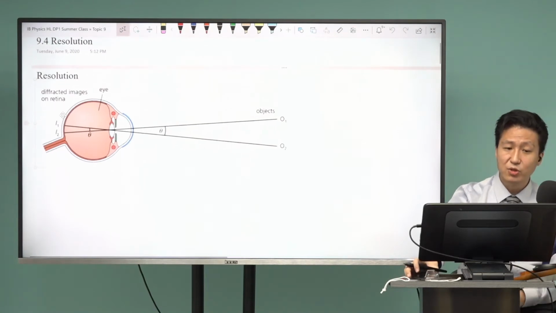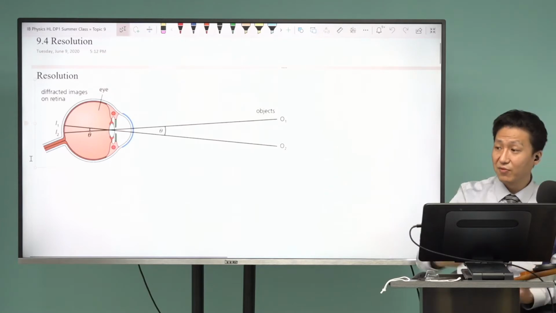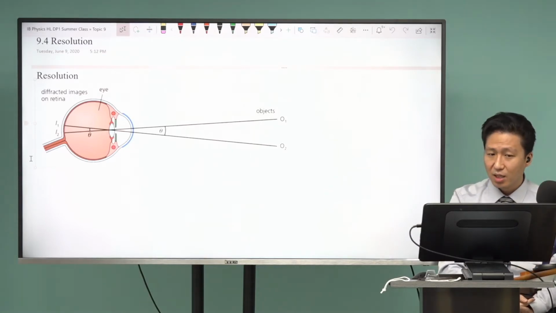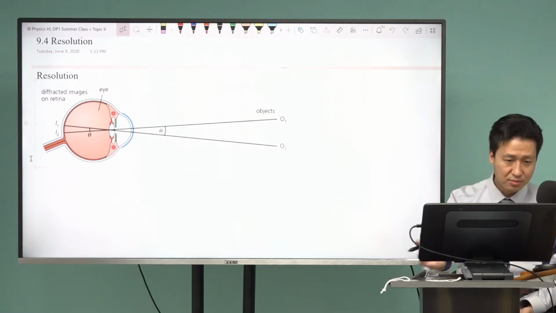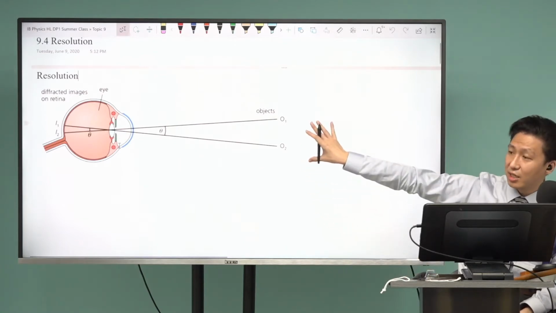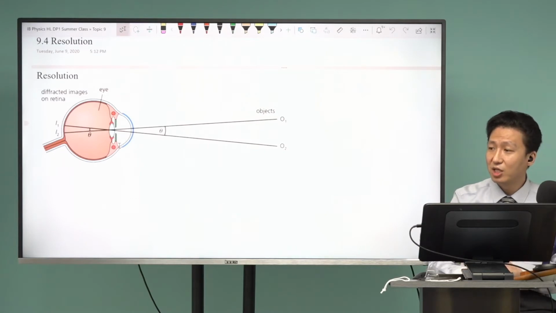Today's topic, resolution, is a word you've seen a lot before. You see it to describe screens, right? Screen resolution. Normally, a better resolution means you can see more details, right? In this case, the resolution is the ability to differentiate between two objects.